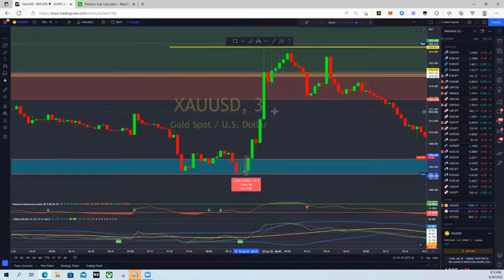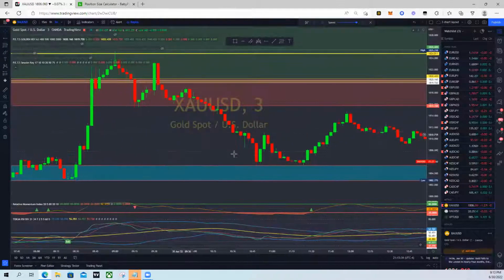$12,000, and correct my math if I'm wrong. $60 a pip at 100 pips is $6,000. $60 a pip at 200 pips in 15 minutes is $12,000. You can be done for the month in 15 minutes trading gold.